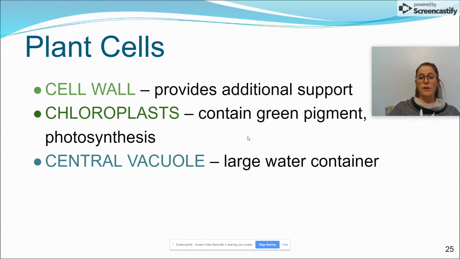Plant cells are going to be different, and we're going to look for different things. The three organelles that plant cells have that animals don't are, first, a cell wall, which provides structure and additional support. Second, chloroplasts, which contain the green pigment that allows them to go through photosynthesis, where we turn light energy into food. And then the central vacuole is another indicator.